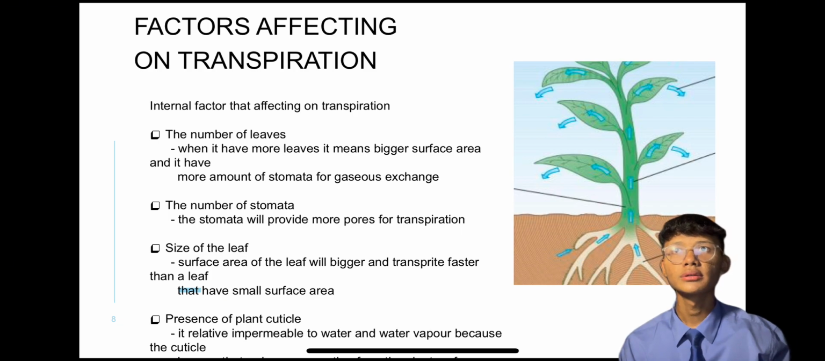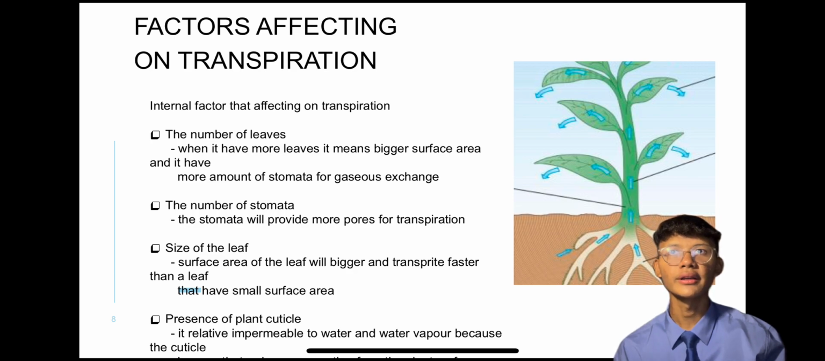The factors affecting transpiration. These are the internal factors that affect transpiration. First is the number of leaves. When a plant has more leaves, it means bigger surface area and more stomata for gaseous exchange. Next is the number of stomata. The stomata will provide more pores for transpiration.